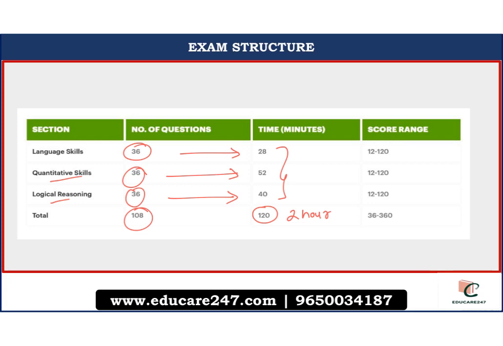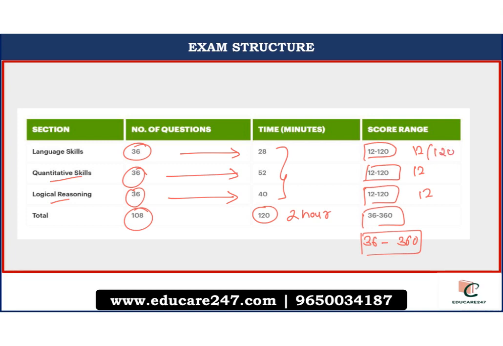Then we come to the score range. The score range has been mentioned on the website as 12 to 120. This is like the GRE pattern, where you score a minimum and a maximum. The minimum you can score in total is 36 and the maximum is 360. So 12 marks per section is what you will get in any case, and the maximum is 120 marks per section.